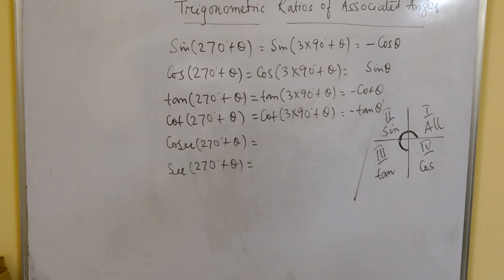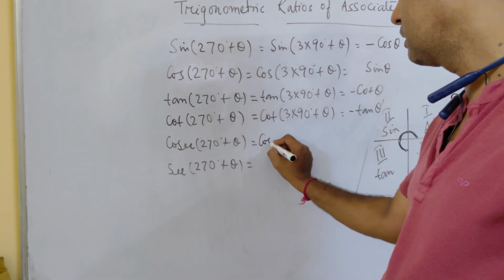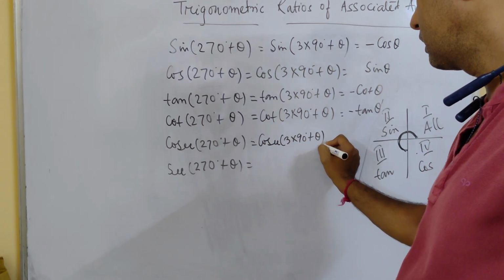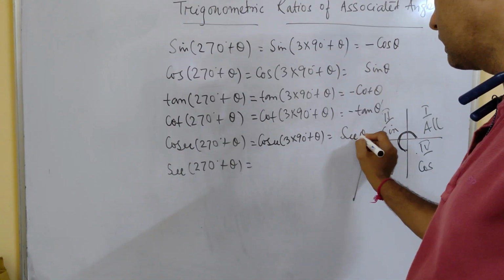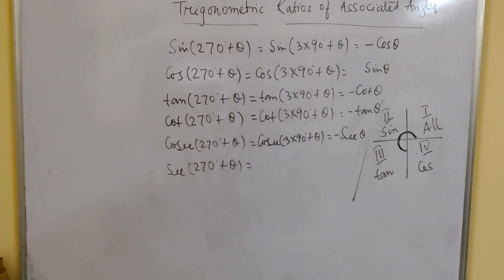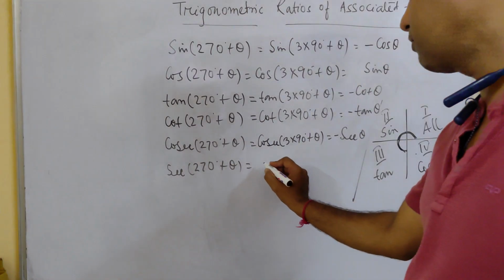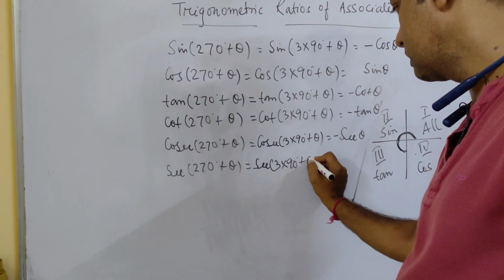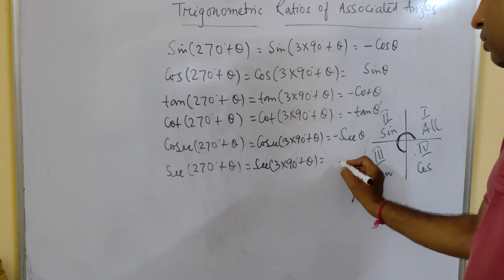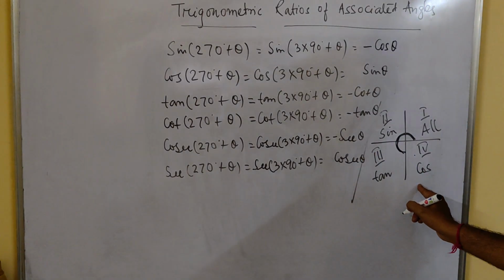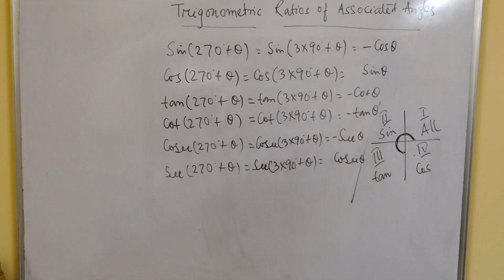Similarly, cosec of 270 plus theta, that is sec theta, so it is minus sec theta, as it lies in the fourth quadrant. So sec of 3 into 90 plus theta is equal to cosec theta, and cos is positive, so it is plus cosec theta.